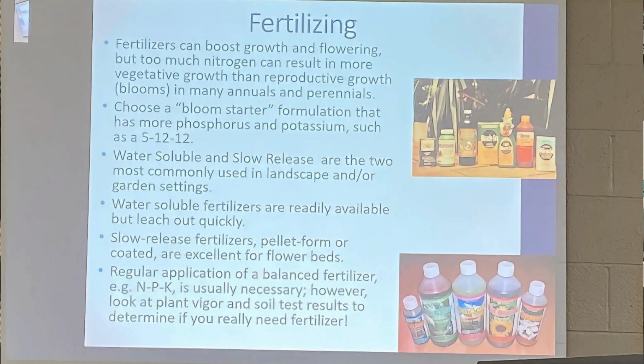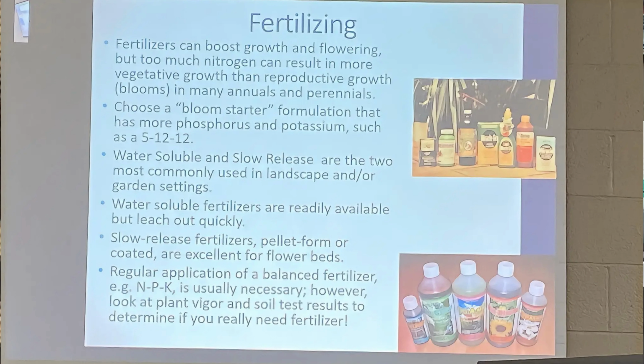Fertilizers. Fertilizers can boost growth and flowering, but too much nitrogen can result in more vegetative growth than reproductive growth, blooms, in many annuals and perennials. Choose a bloom starter formulation that has more phosphorus and potassium, such as 5-12-12.